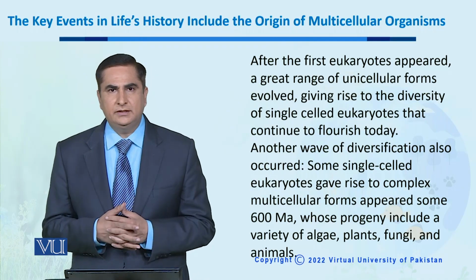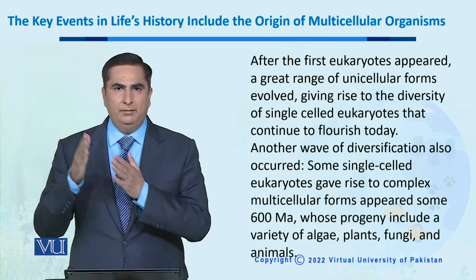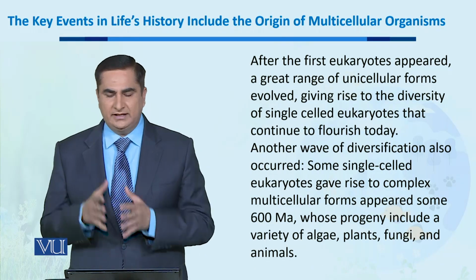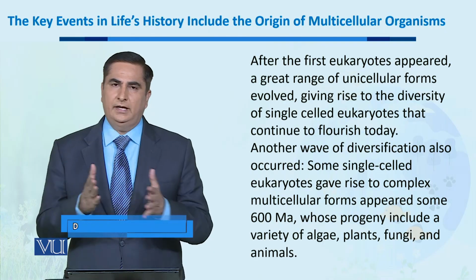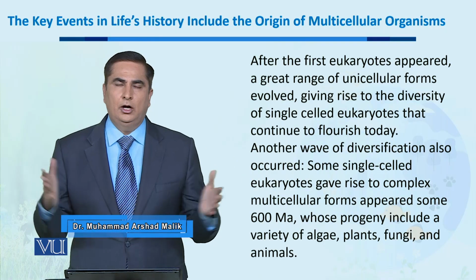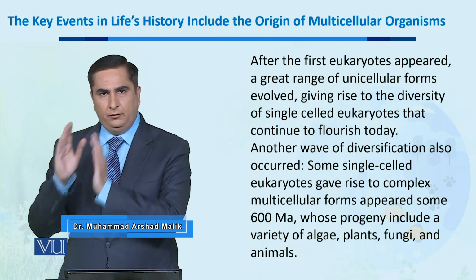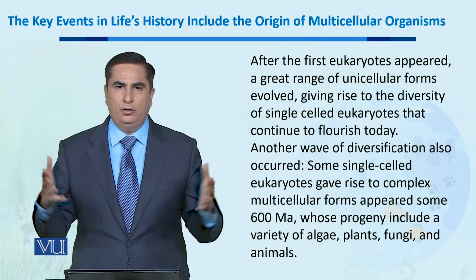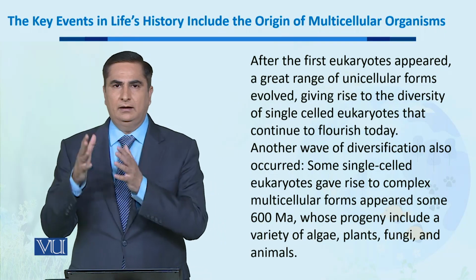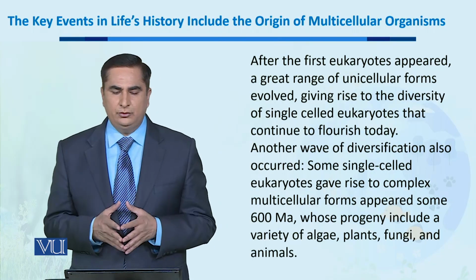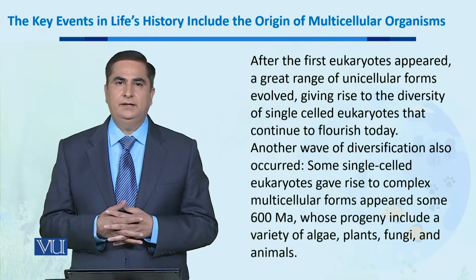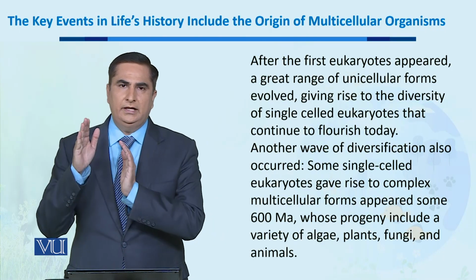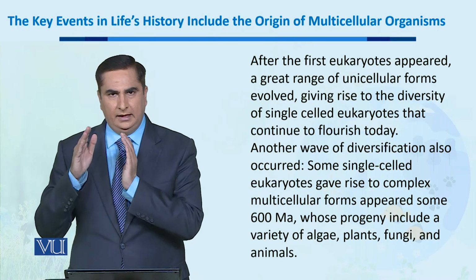Now, after the first eukaryotes appeared back in the ancient timeline, a great range of unicellular forms evolved. There was a diversification of unicellular organisms, from photosynthetic to non-photosynthetic to animal-like. These were all diversified unicellular life forms. They gave rise to the diversity within the eukaryotes, and it continued to flourish even at the present moment.